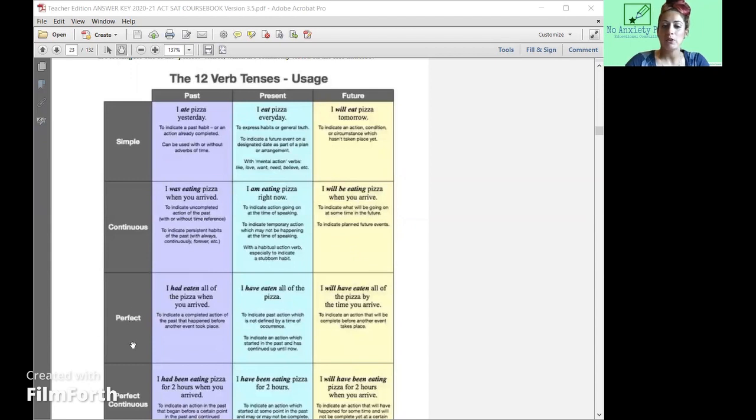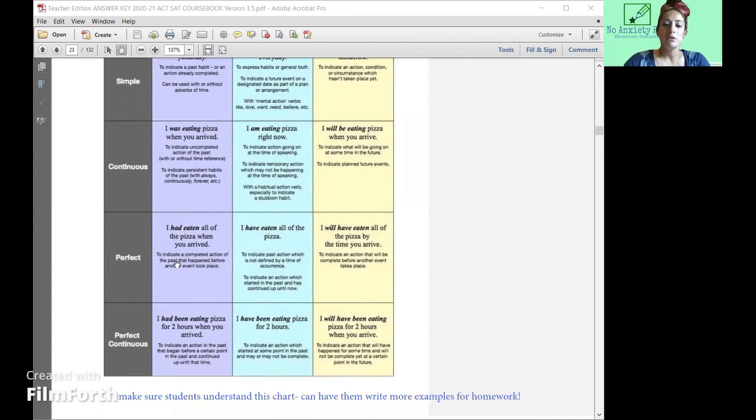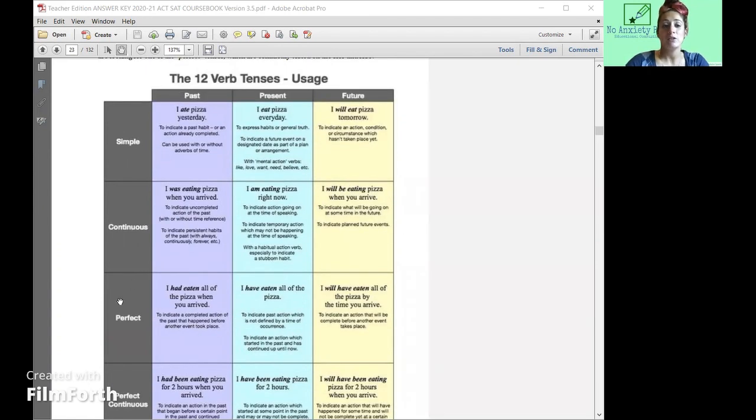Now you can see we've got perfect and perfect continuous. Same thing as what we just did, simple and continuous. One's just like the plain simple, one's the ing. So as long as you know the basic rule, it's no problem. So basically the perfect tenses are talking about different actions in more complicated time frames. So if we're using what's called the past perfect tense, you'll see that that says I had eaten all of the pizza when you arrived.